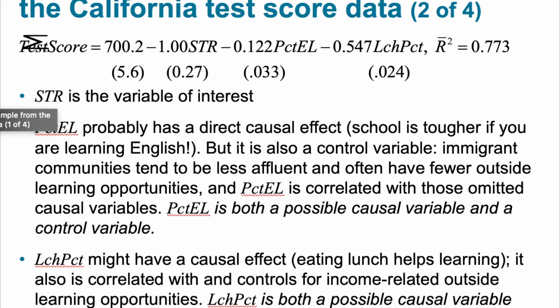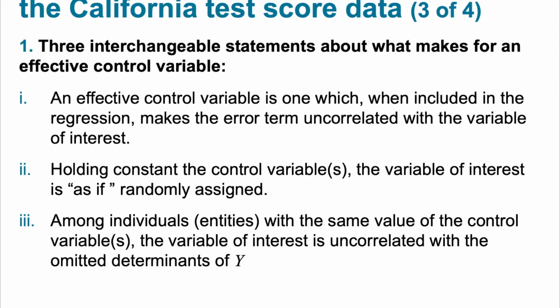So if we cannot explicitly measure and include income-related outside learning opportunities, we can include a proxy for those opportunities, include lunch percent as a control variable. It may have a causal interpretation. We will come back to that shortly. I want you to think about it.